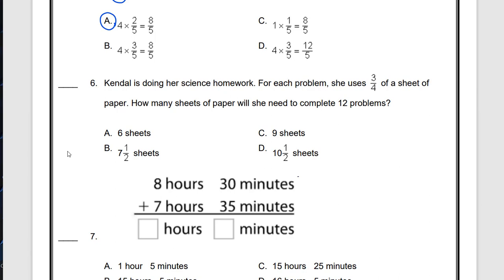Candle is doing his science homework. For each problem, she used three-fourths of a sheet of paper. How many sheets of paper will she need to complete 12 problems? Okay, so we are repeating 3/4, right? Because 3/4 for each problem.